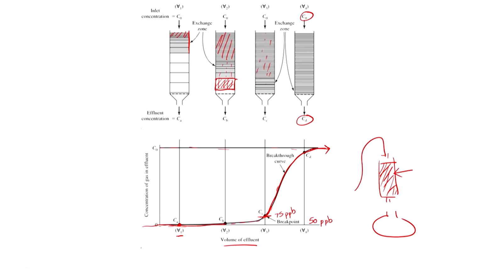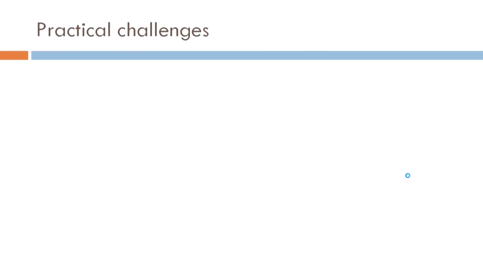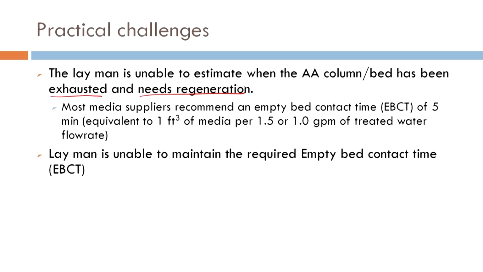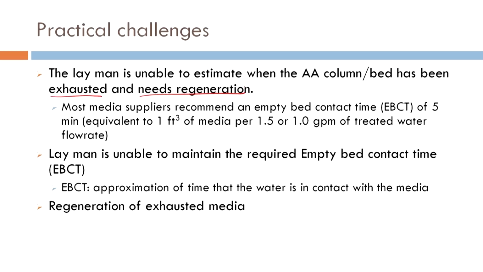So, what do you need to see? You need to be able to predict when this breakthrough will occur and then have to change this activated alumina filter, let us say, right. So, let us move on to these aspects. Practical challenges are when to identify if it has been exhausted and it needs regeneration, let us see. Again general aspects. So, I am going to move on with these aspects, I guess.